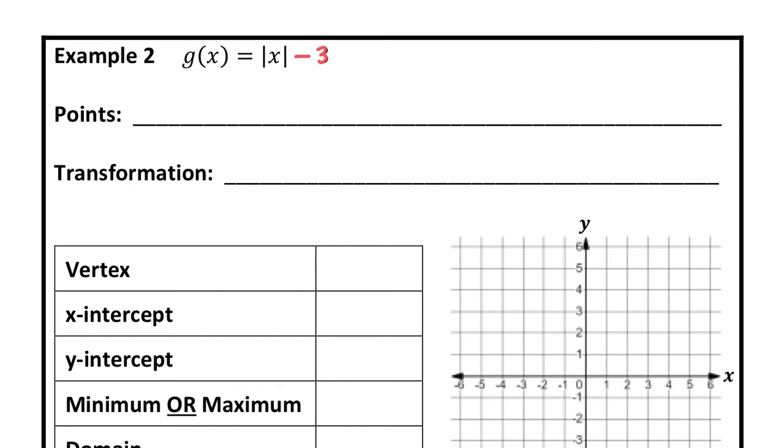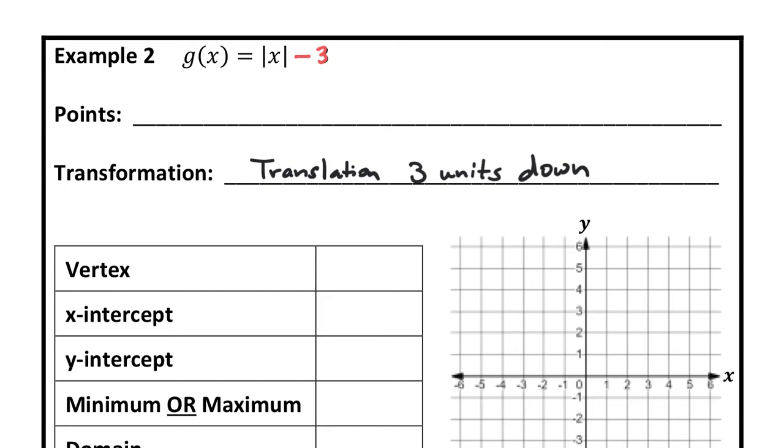Okay, so that means the transformation is a translation of 3 units. And the question is, which direction is it going to be moving in? Keep in mind that this is being moved outside. And so outside means a vertical movement, and so we have to decide if it's moving up or down. Is it moving up or down? Minus 3 to me means down. So 3 units down. That's the transformation.